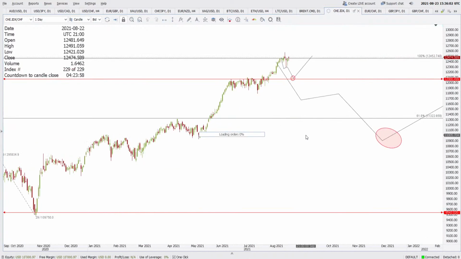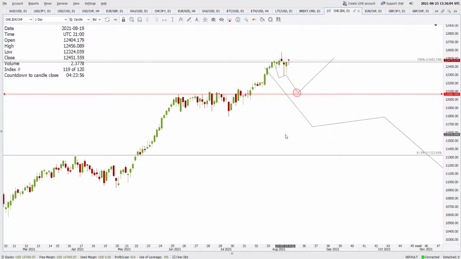Talking about the Swiss franc, it is not looking backwards. It is only going up and up.